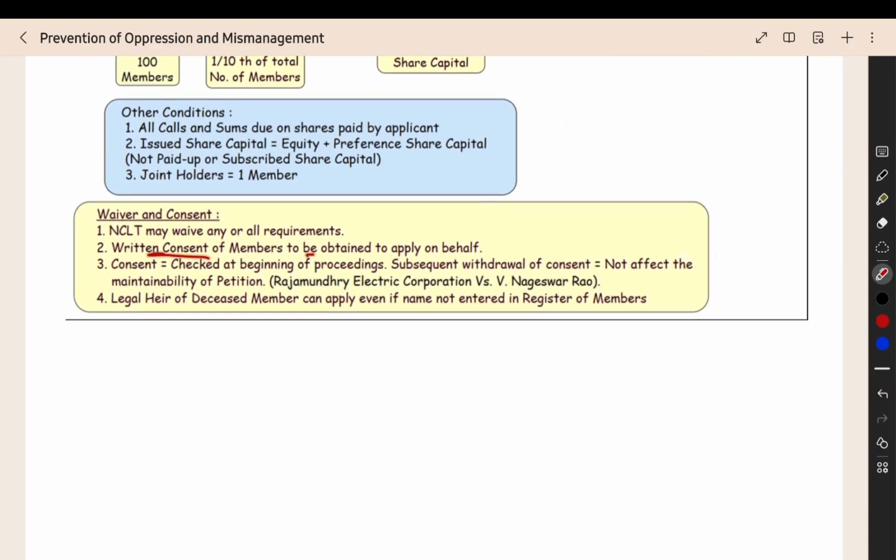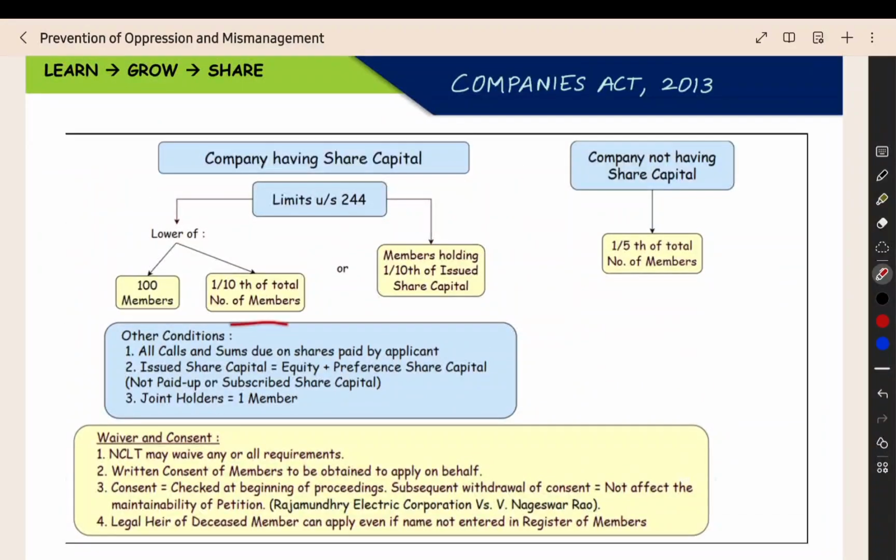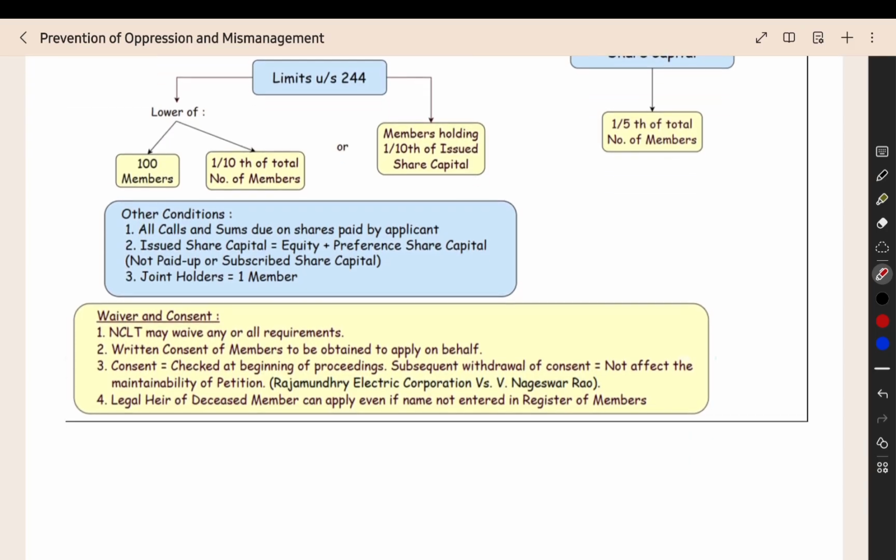Then you have to obtain the written consent of the members. The consent will be checked at the beginning of the proceedings, when you are filing the application. After the tribunal accepts the application, if some people withdraw, that will not be counted. The limit only has to be satisfied at the time of filing the application. Even after the acceptance of the application, if some members withdraw, that is not a problem.